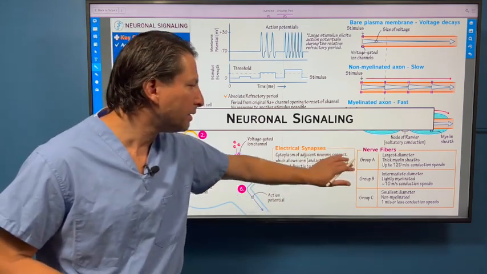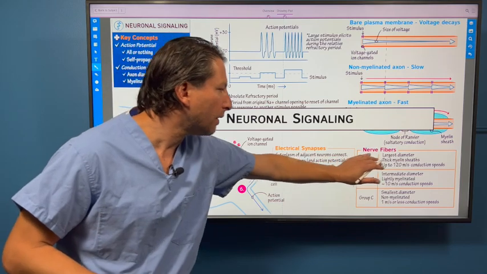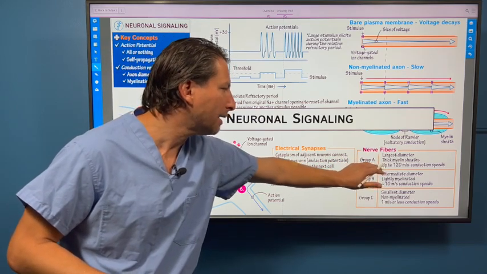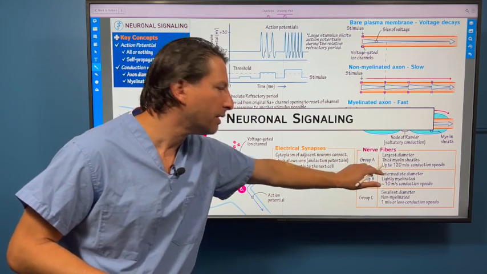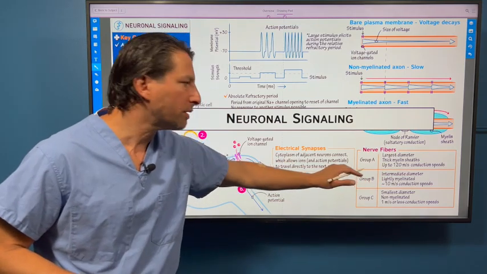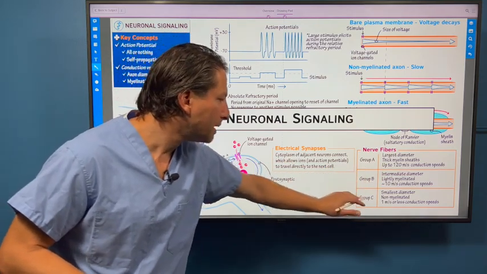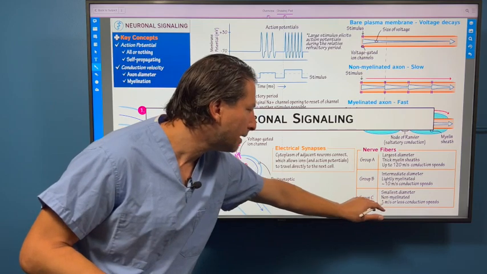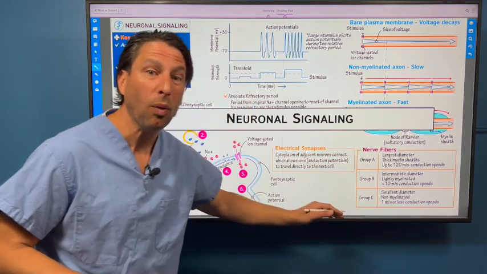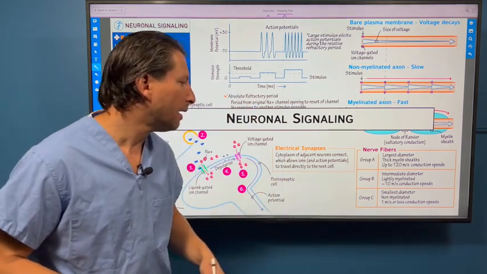For instance, there's these group A fibers that are the largest diameter, thickly myelinated. They travel up to 120 meters per second, versus group C, smallest diameter, non-myelinated. They travel at roughly 1 meter per second or less.